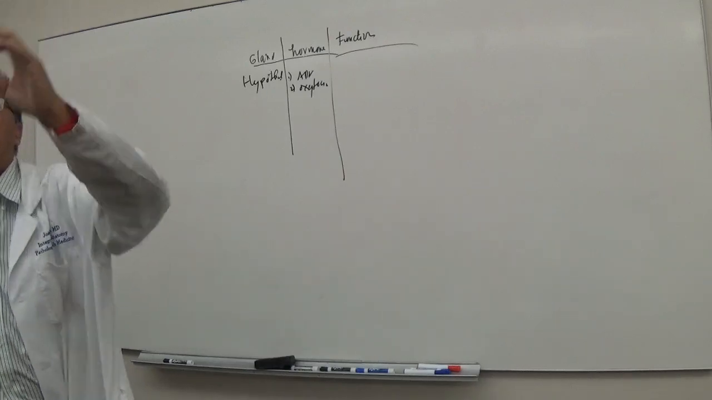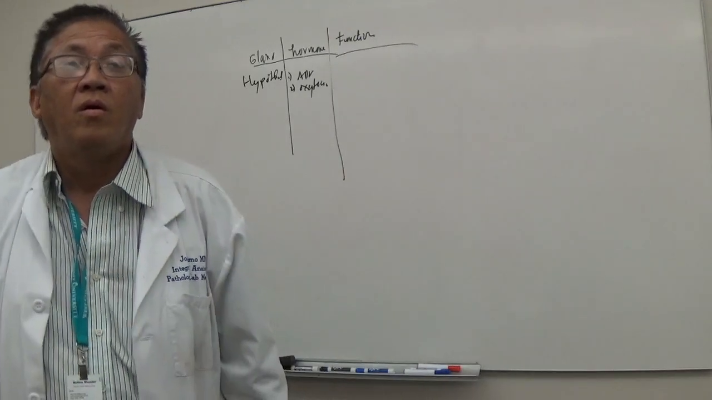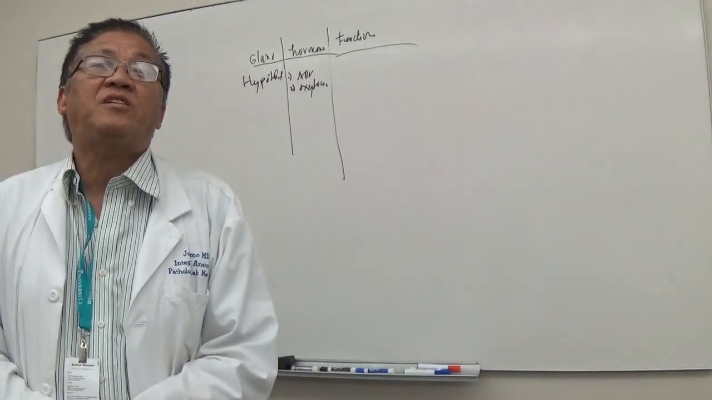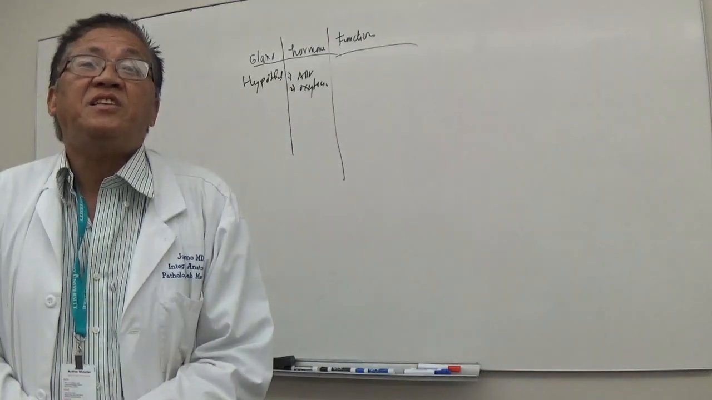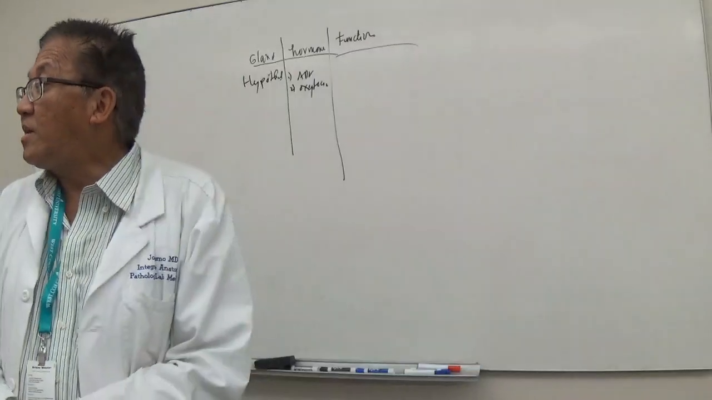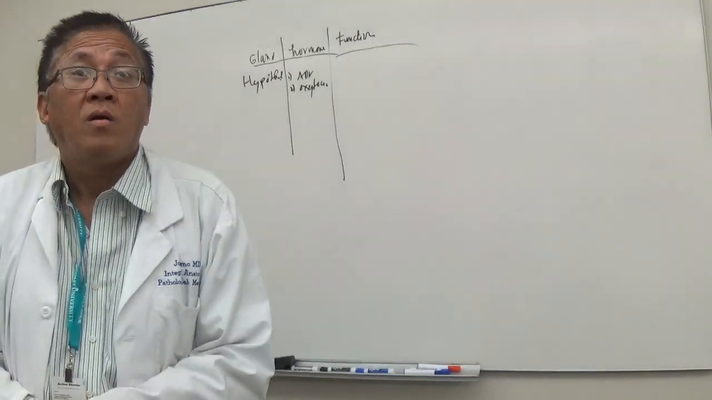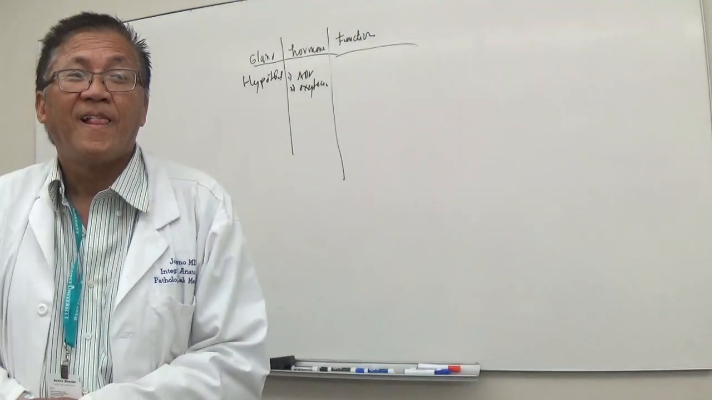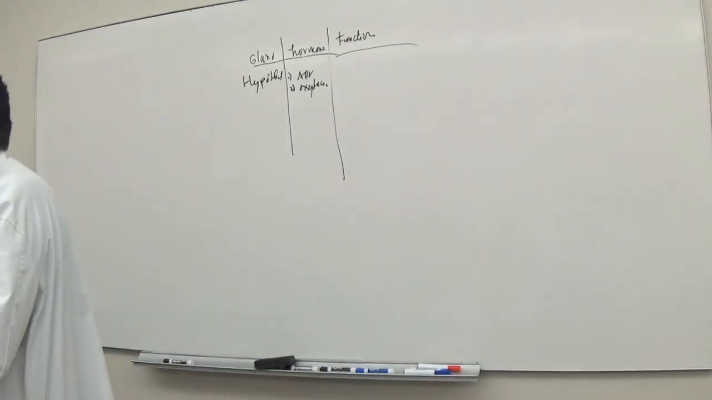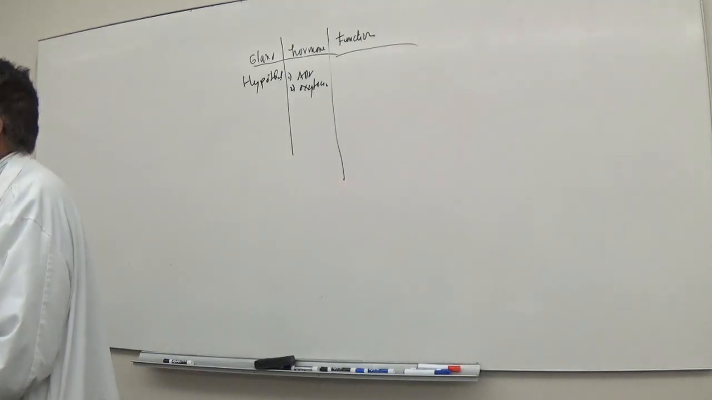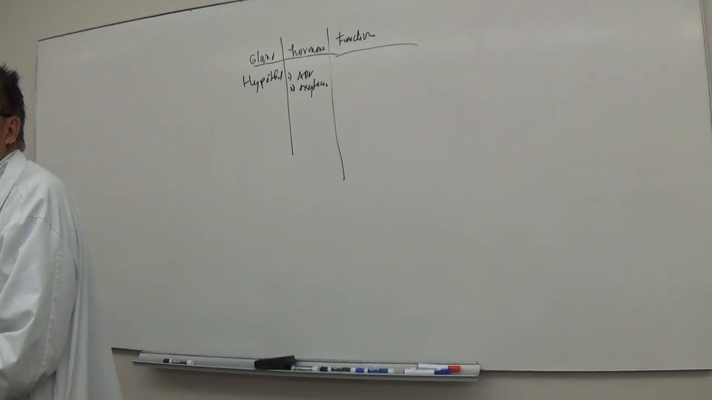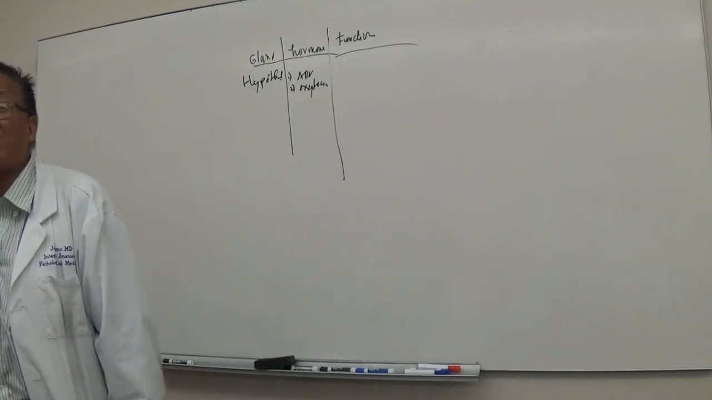Can you say the question? What is the name of the hormone coming from the hypothalamus that regulates the TSH coming from the anterior lobe? Okay, I'll give you a clue. It's TRH. Is it there on the table? What does the T stand for? Thyroid stimulating hormone? TRH. It's not TSH.